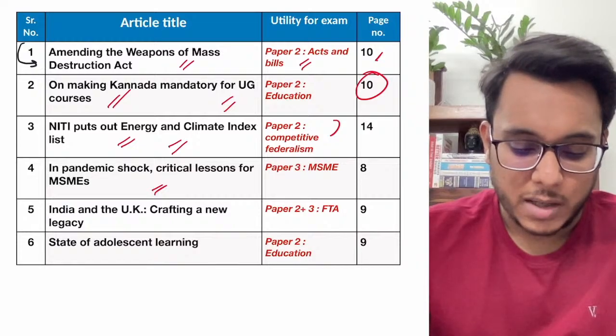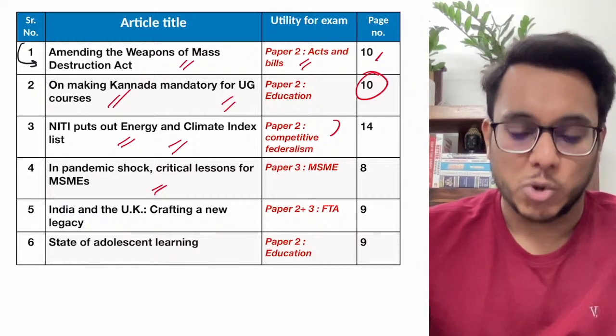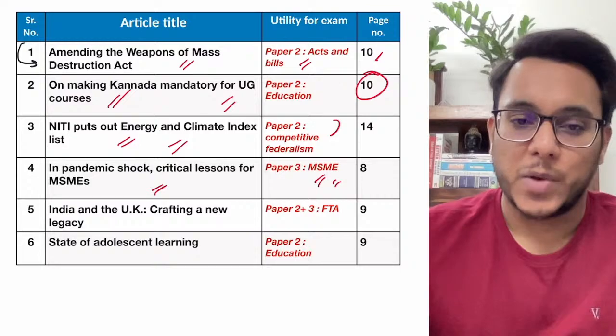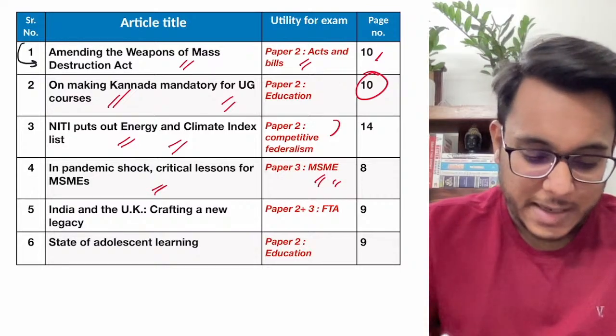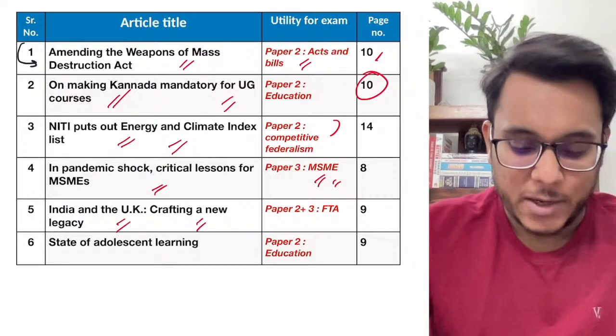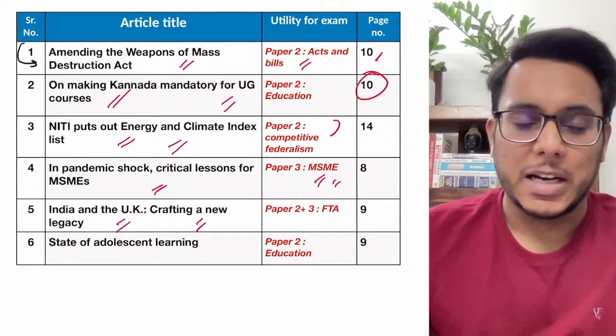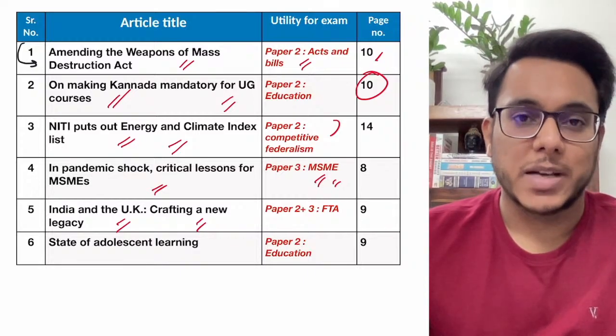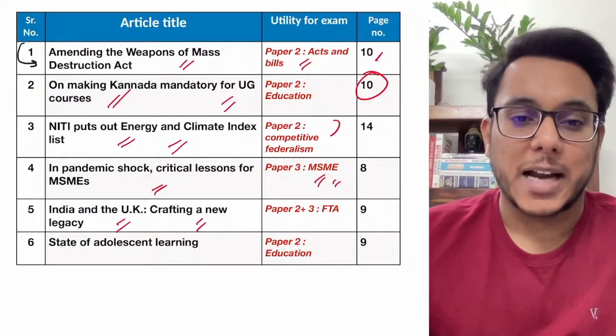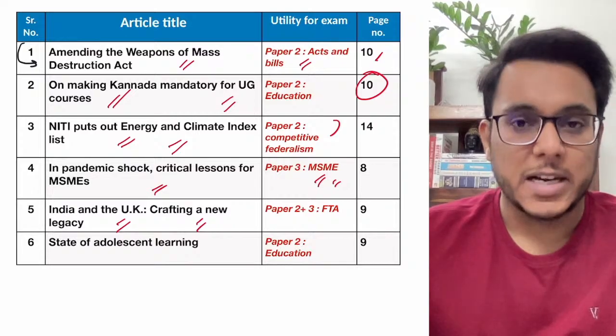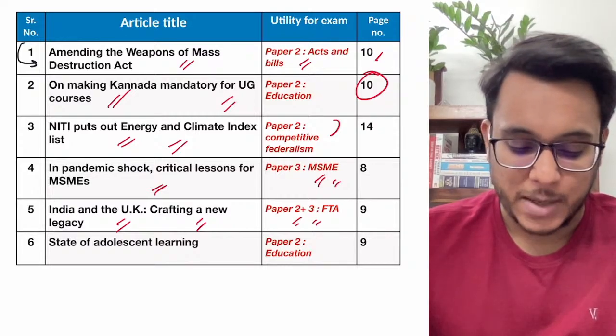In pandemic shock, critical lessons for the MSMEs. So the MSME sector and its development will be taken up. Then the next article is India and UK crafting a new legacy. This article will look at India-UK relationships and the key milestones that have been achieved in the past few years. It will be important for GS2 and GS paper number 3.